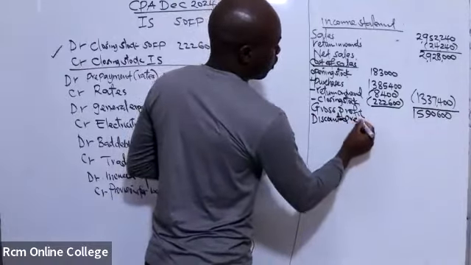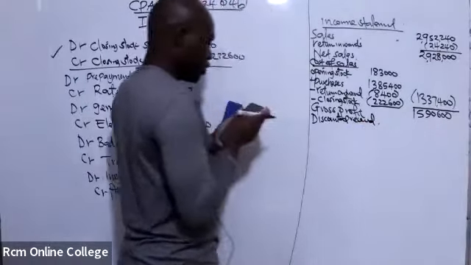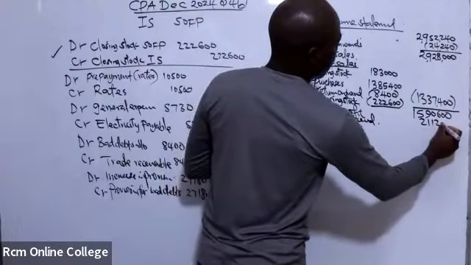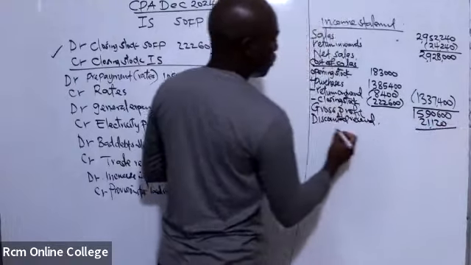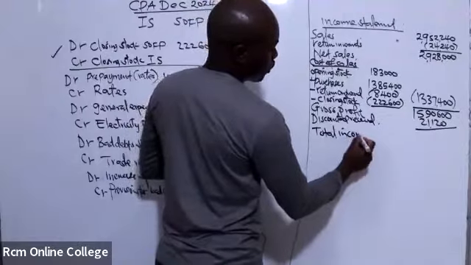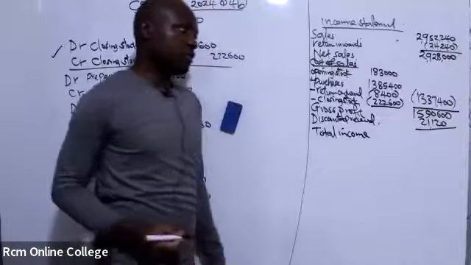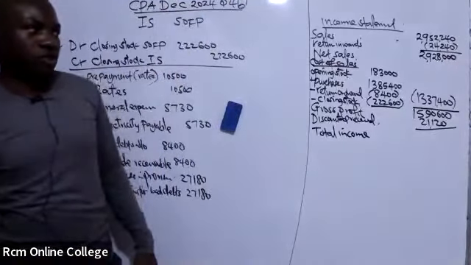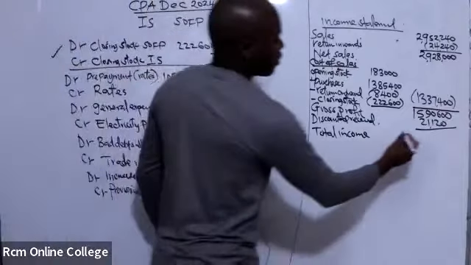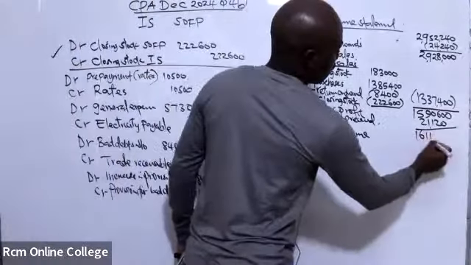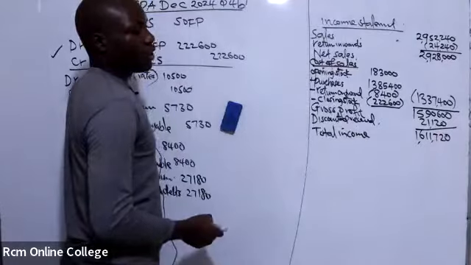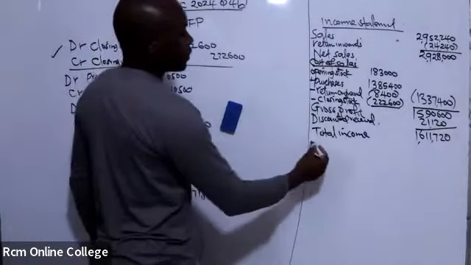Discount received of how much? Discount received of 21,120. So that will help us to get what we call total income. What is the total income? 1,590,600 plus 21,120 is 1,611,720. Now, once that is done, we can now comfortably talk about expenses.